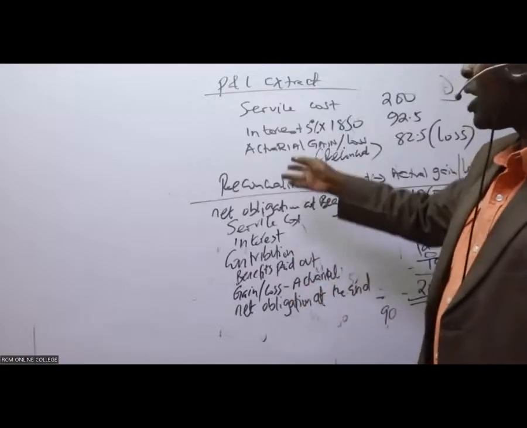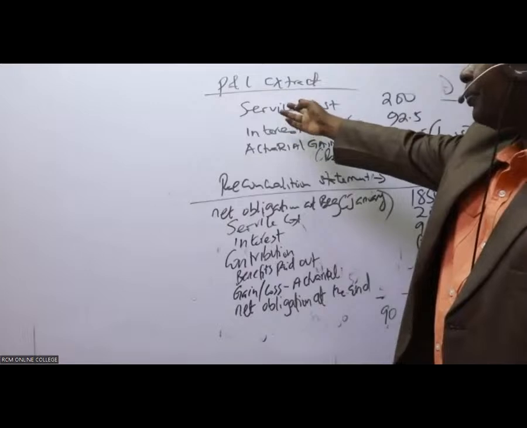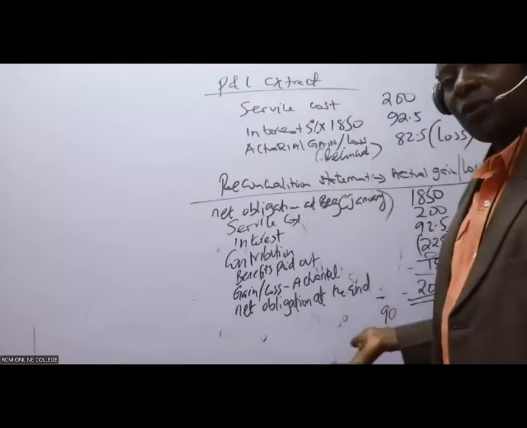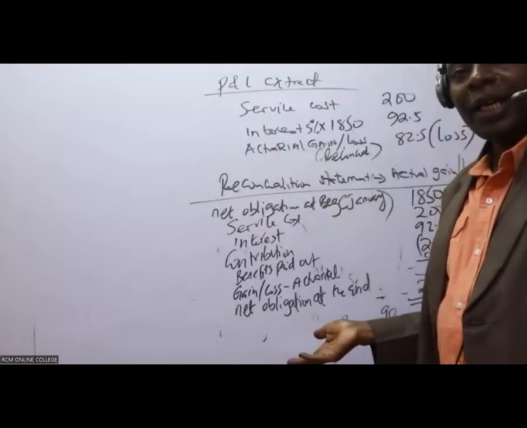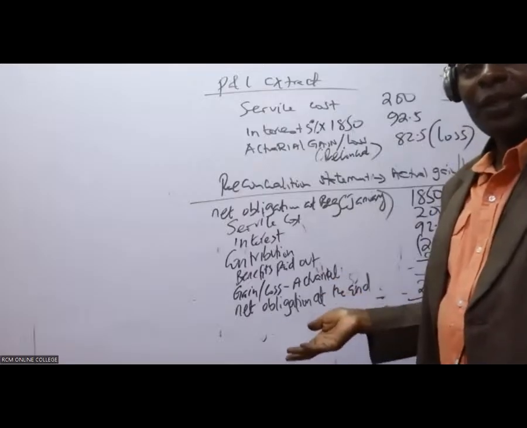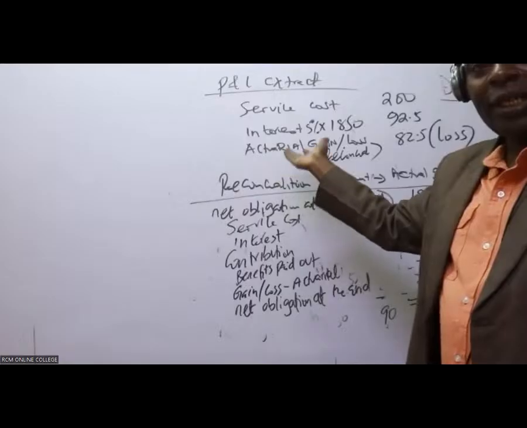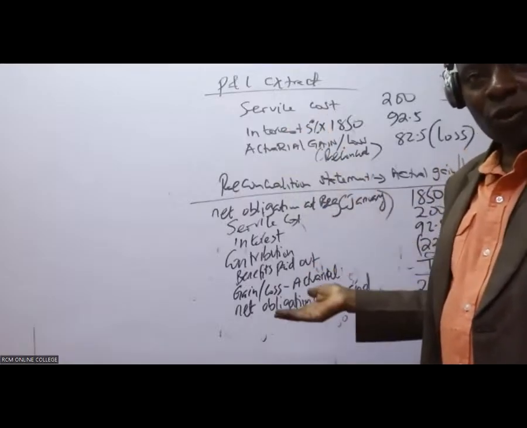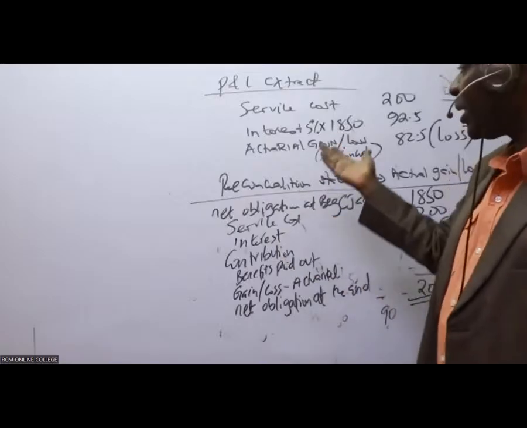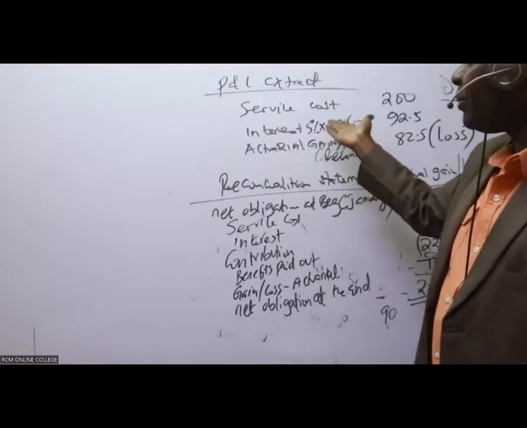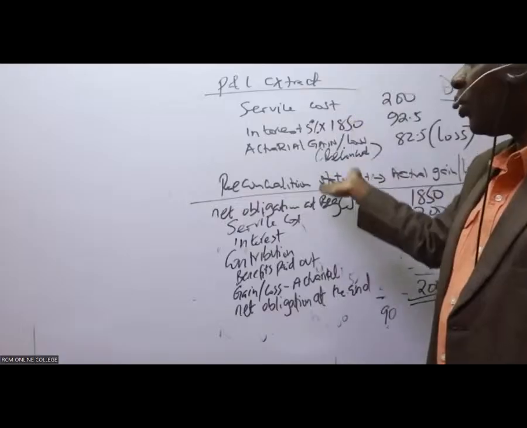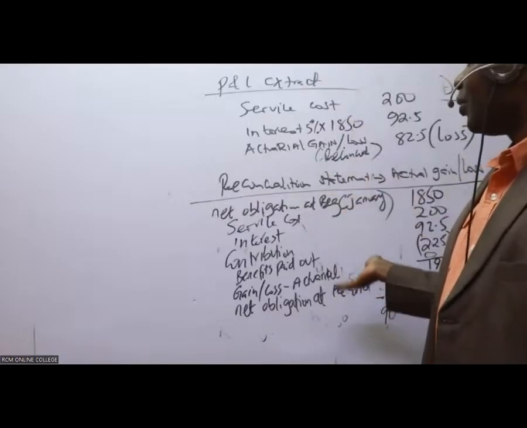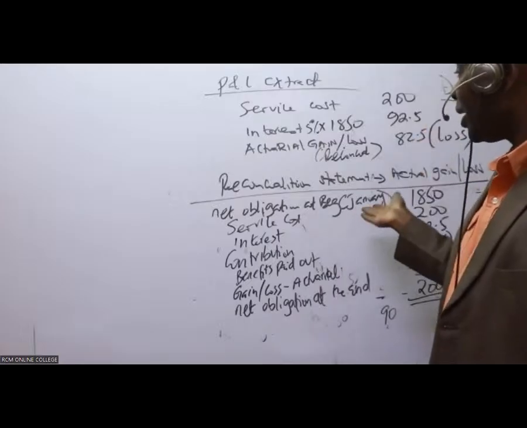And therefore, I will come and debit the P&L. I'll take this to the P&L as an expense. Interest is an expense. I'll debit this interest expense, or I simply take this to the profit and loss account. All right. Then we have this actuarial gain stroke loss.